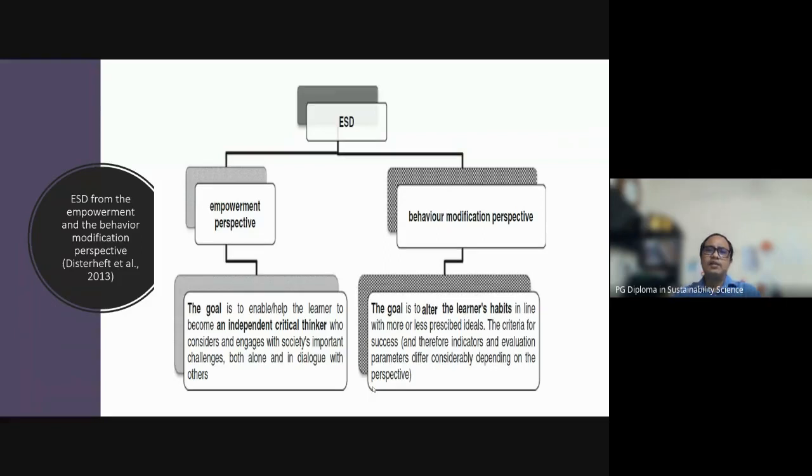Then the other, behavior modification perspective. Its goal is altering the learner's habits in line with more or less prescribed ideals, and the criteria for success also differ from one to another. When we talk about altering learners' habits, it means the lifestyle we are trying to adopt, like in most underdeveloped or developing countries, we are trying to adopt the lifestyle that exists in Western, developed countries.